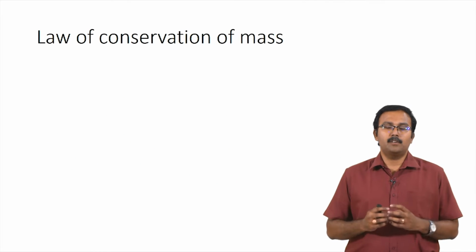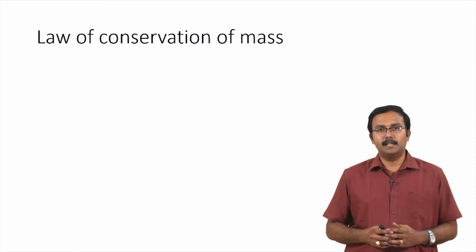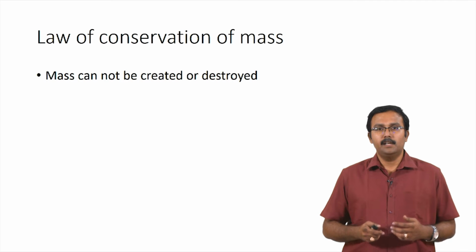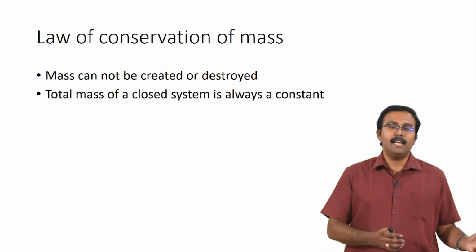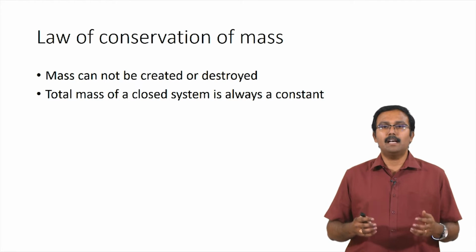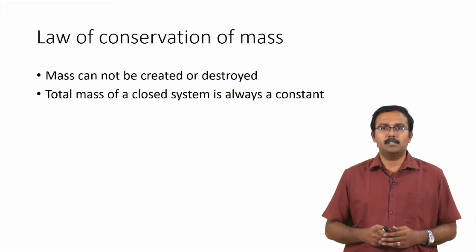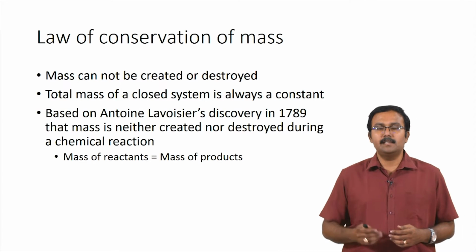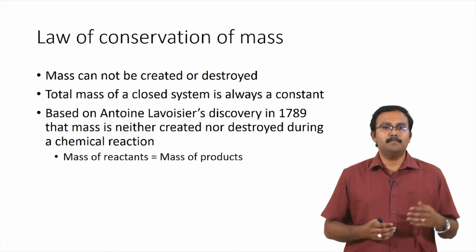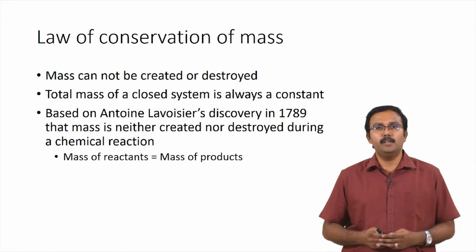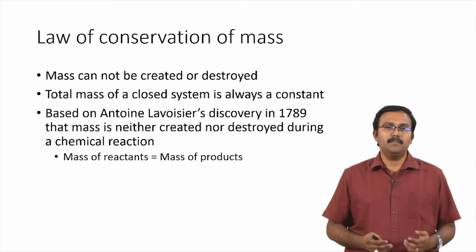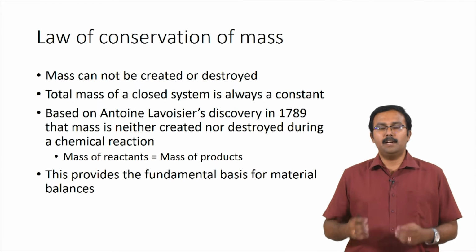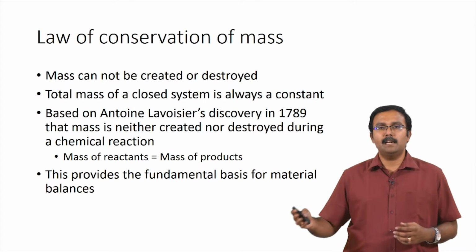The fundamental concept on which material balances are built is the law of conservation of mass. Mass cannot be created or destroyed, it can only be changed from one form to another. Total mass of a closed system will always have to be a constant. This is based on Antoine Lavoisier's discovery in 1789, which showed that mass is neither created nor destroyed during a chemical reaction. He observed that the mass of the reactants was equal to the mass of the products. So, this provides the fundamental basis for performing any material balance problem.